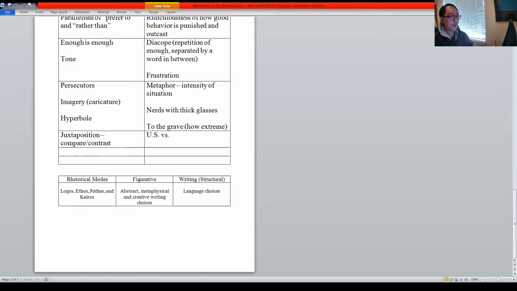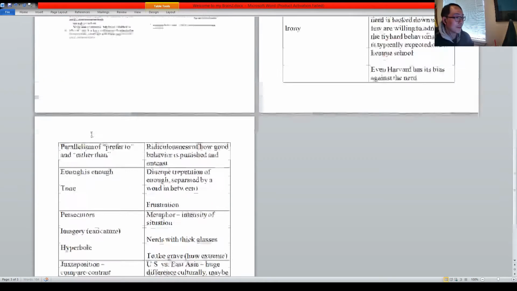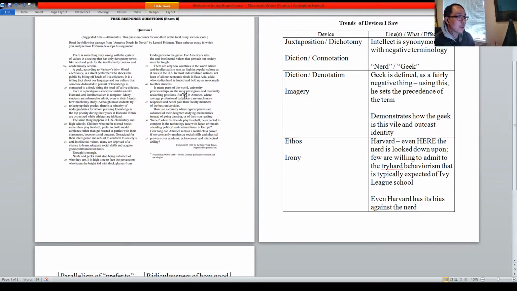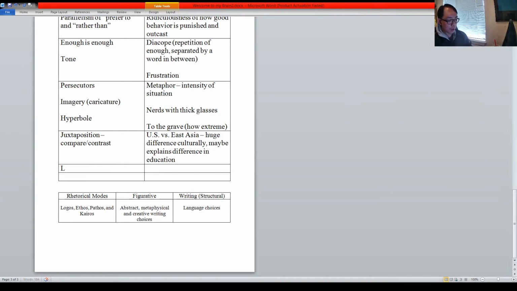U.S. versus, let's say East Asia in this case, right? Huge difference culturally. Maybe explains difference in education. I don't know, maybe it does, maybe it doesn't. I think it does. In many parts of the world, university professorships are the most prestigious and materially rewarding positions, but not in America, where average professional ball players are much more respected and better paid than faculty members of the best universities. So it's kind of like, again, a little bit more logos ethos, right?